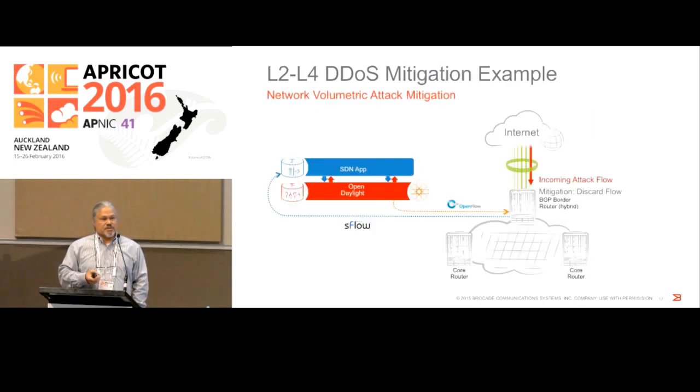So DDoS mitigation, right? I probably saw 5 talks here. Every time you go to a NANOG or something, there's something on DDoS mitigation. FlowSpec is a great example. DDoS is a huge problem, and this is just an example of how you can actually do DDoS mitigation with OpenFlow, right? Because OpenFlow is kind of like an ACL, right?